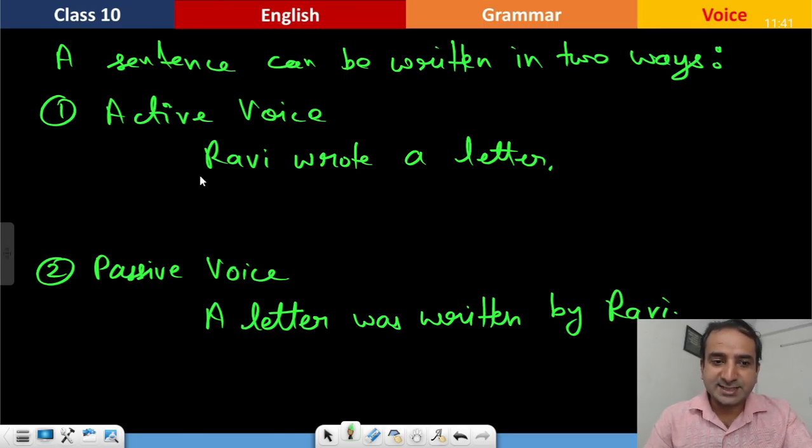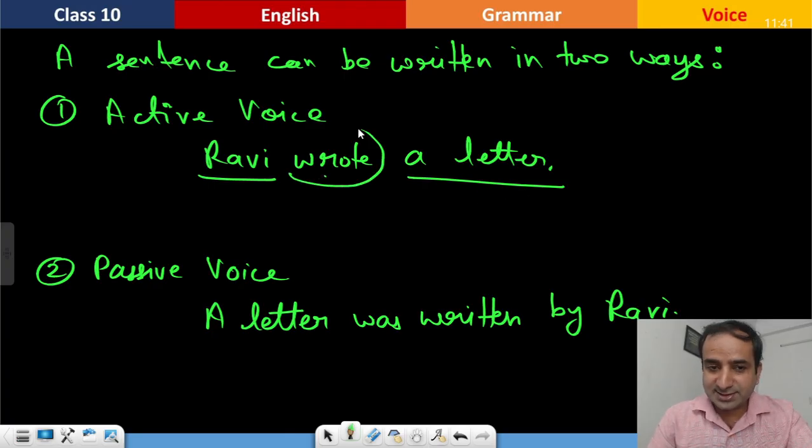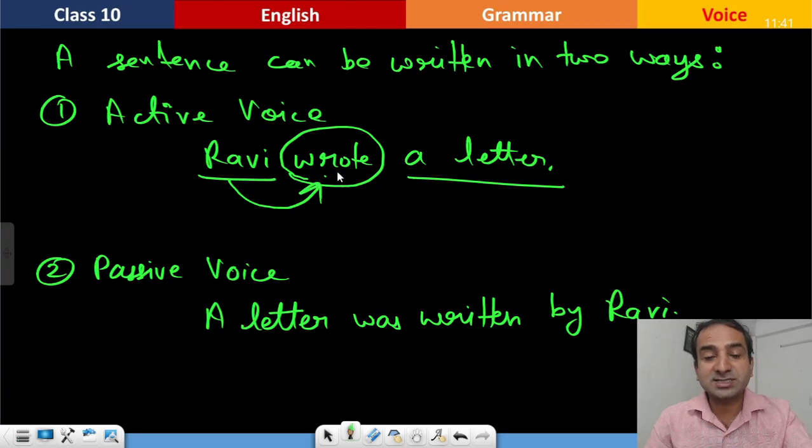Here in this sentence, Ravi is subject and a letter is object. And who is the doer of this task? The task is here writing. Here the task of writing is being done. Who is doing this task? This task is being done by Ravi. Ravi is doing this task. Ravi is the doer of this task. Clear? But what is happening in this sentence? A letter was written by Ravi.